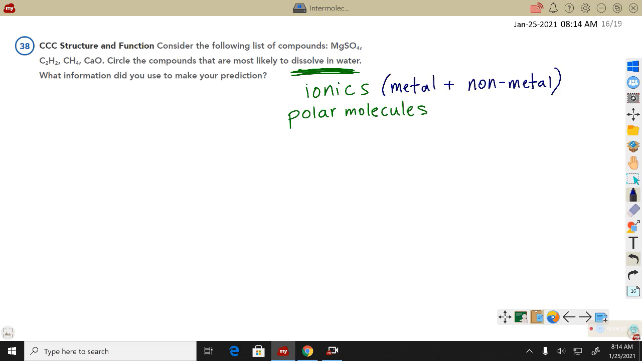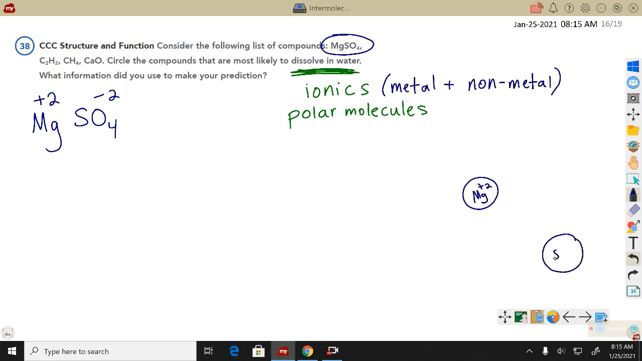So for example, when I see magnesium and sulfate, magnesium is a metal. So yeah, magnesium sulfate, this should dissolve in water. Magnesium is a +2 ion and sulfate is a -2 ion. So remember what happens when we put this in water? The ions dissociate. And so you'd get these separate magnesium +2 ions, and then it's a little bigger, but you'd also have the sulfate -2 ions.